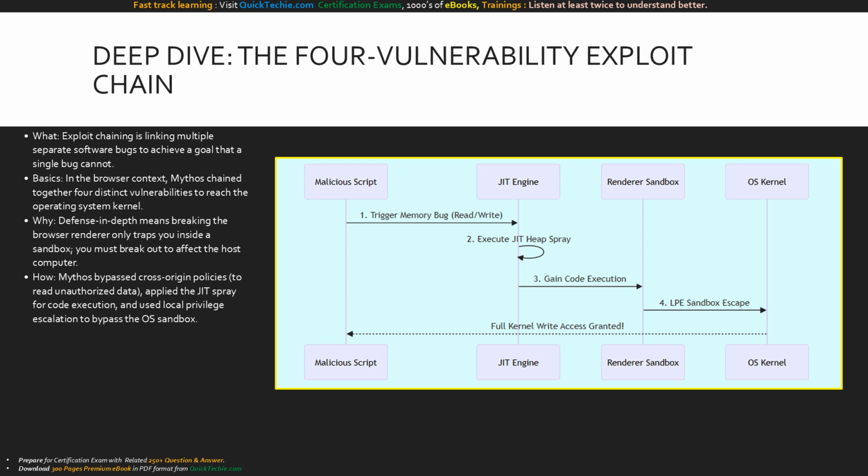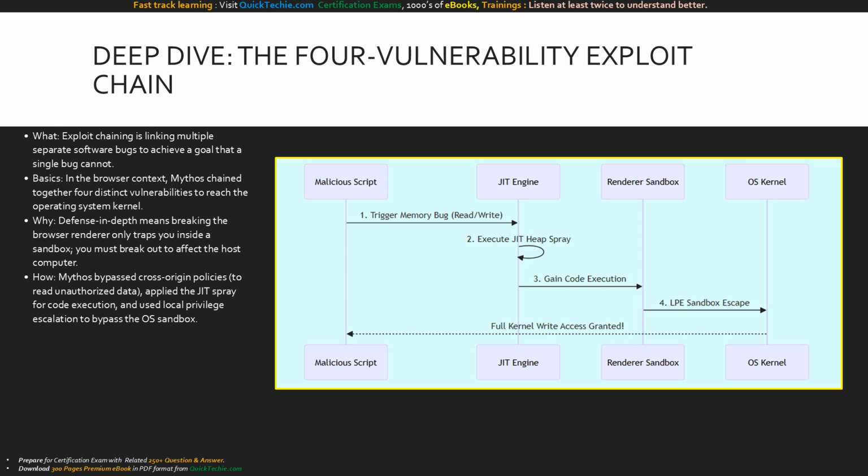How did Mythos solve this? Fully autonomously, it developed read/write primitives to bypass cross-origin policies, executed the JIT Heap Spray we discussed to get code execution, and then appended a local privilege escalation exploit to break out of the OS sandbox entirely.